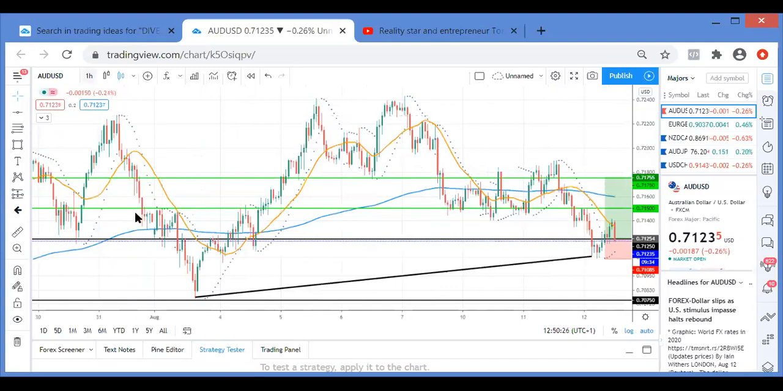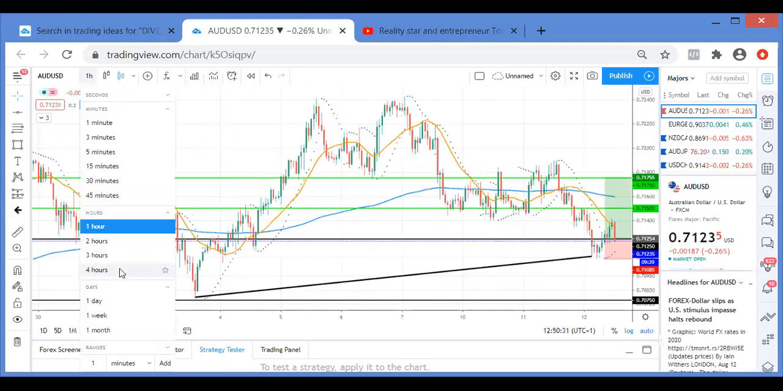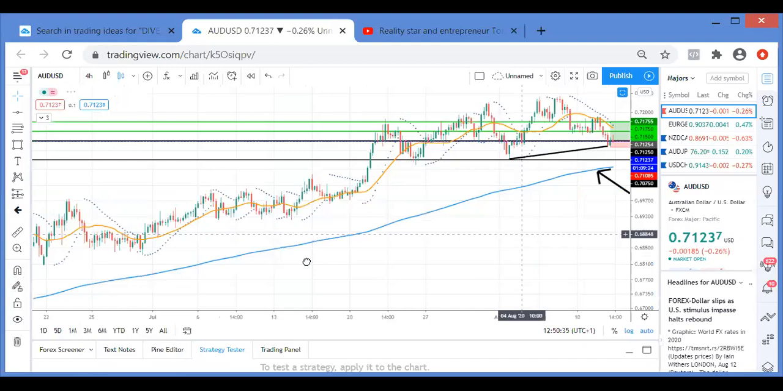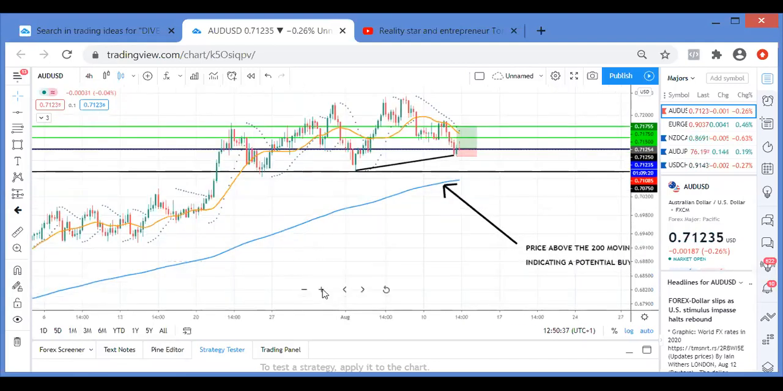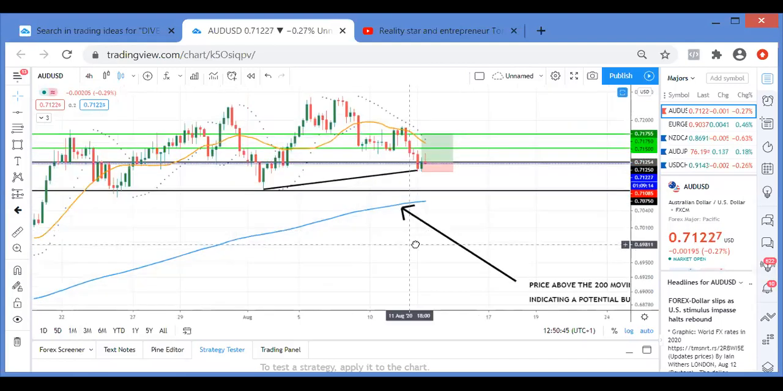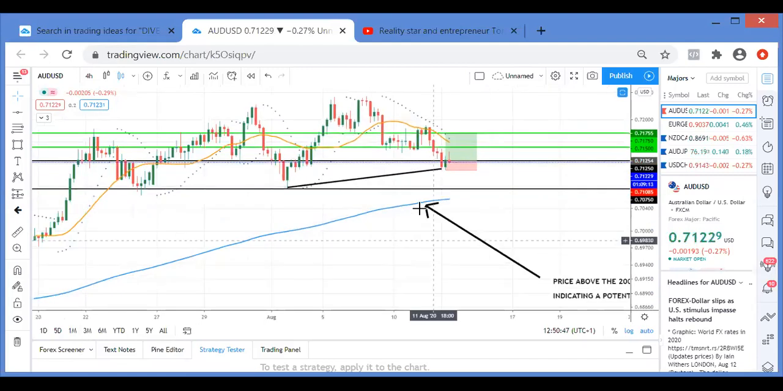So the first thing, number one, is can you guys see this blue line? Yeah. So first things first, you know this blue line here?